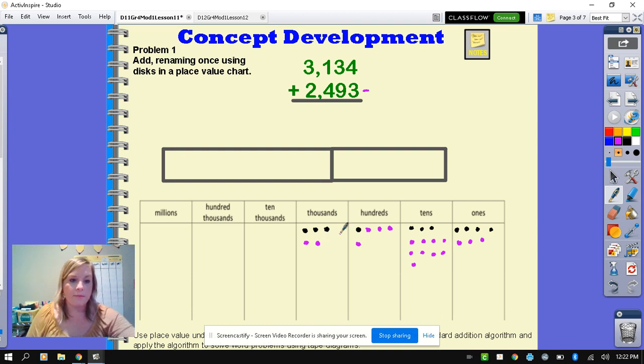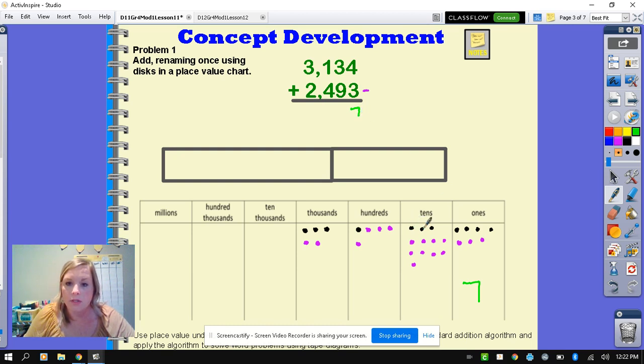Now, the rule of thumb is that if you ever have 10 of anything in one category, you're going to cash it in to the next category. We can't have any more than 9 in a category. So right here, we have 1, 2, 3, 4, 5, 6, 7. That is going to be our answer here, because if we add 4 plus 3, we can get 7.